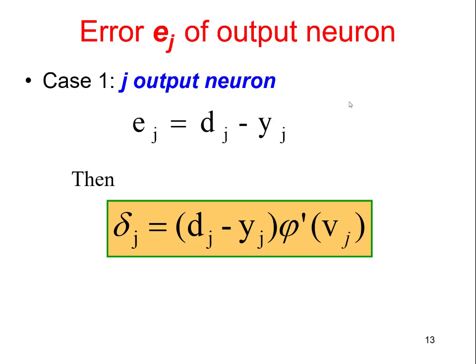The loss function will provide the error, and the error is computed as Ej equals Dj minus Yj. After that, it is provided to compute the local gradient inside the neuron itself, and that is called delta J equals Dj minus Yj. That is forwarded, and we already know that the local computation of the output neuron is considered as phi prime of Vj.